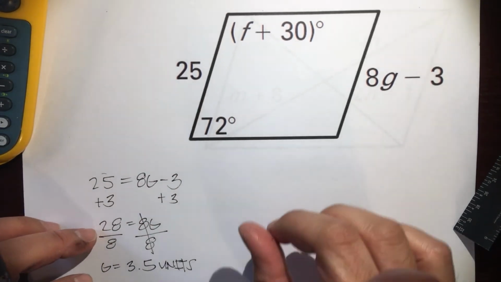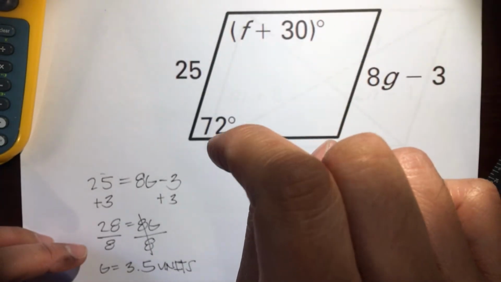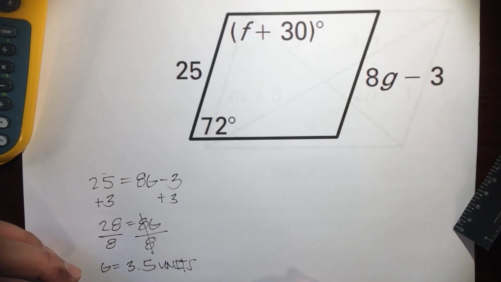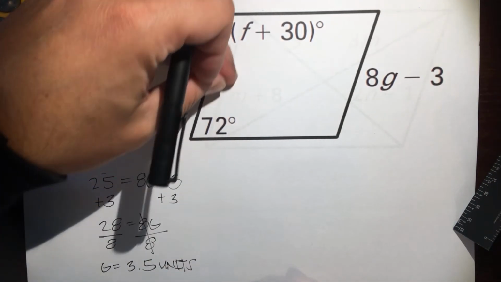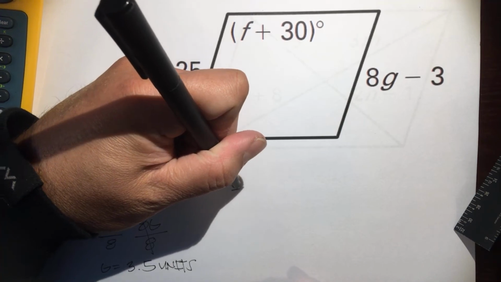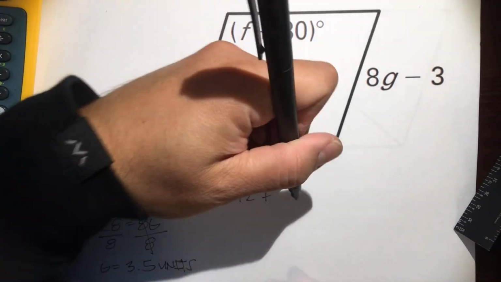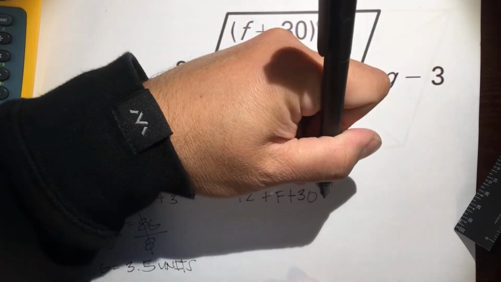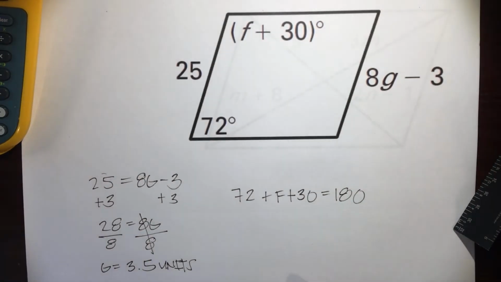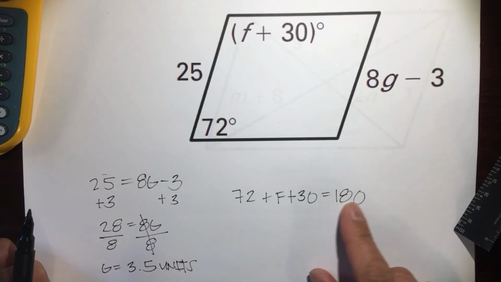Well, I ask you, what kind of angles are those two? Are they opposite or are they consecutive interior? They're consecutive because they're next to each other. They're not opposites to each other, so they're next to. So we're going to write 72, not put an equal sign yet. We're going to put 72 plus f plus 30 is equal to 180 degrees because from fact number 2, consecutive interior angles are supplementary. So 72 plus the other angle, f plus 30, add up to 180.